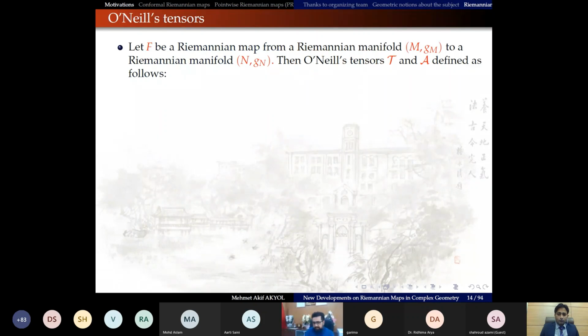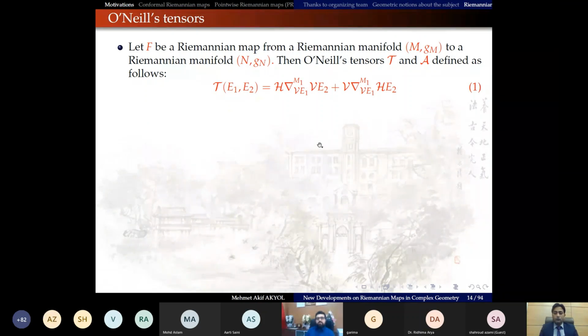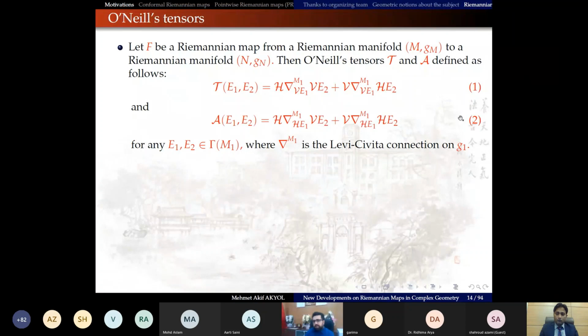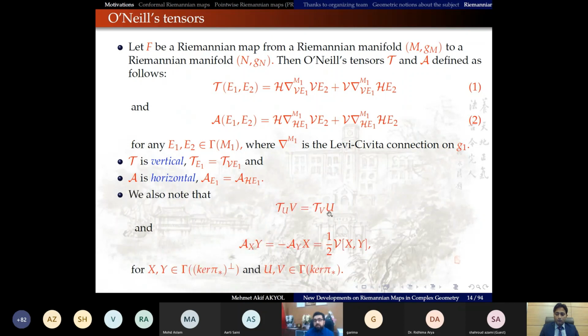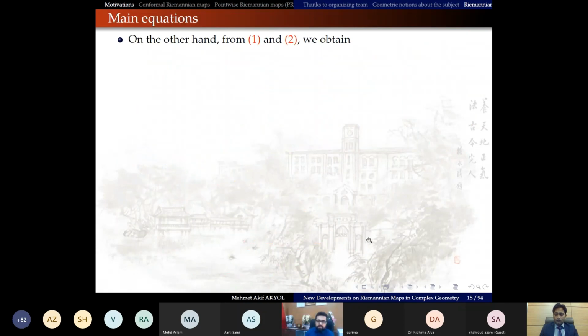And in Riemannian submersions, and especially in Riemannian maps, we have O'Neill tensors. We have two O'Neill tensors, T and A. Like in submanifold theory, we have just one tensor, but here we have two, T and A, one and two. And T is vertical and A is horizontal. T is symmetric, A is anti-symmetric.